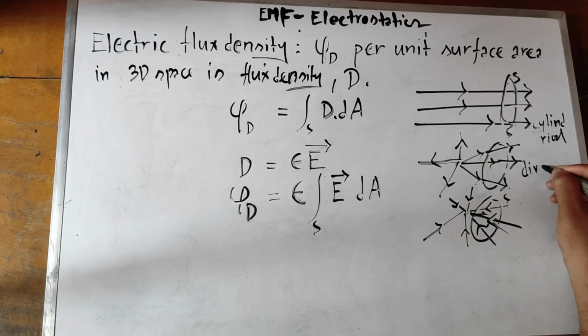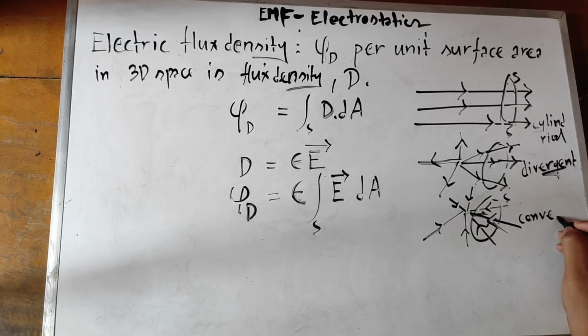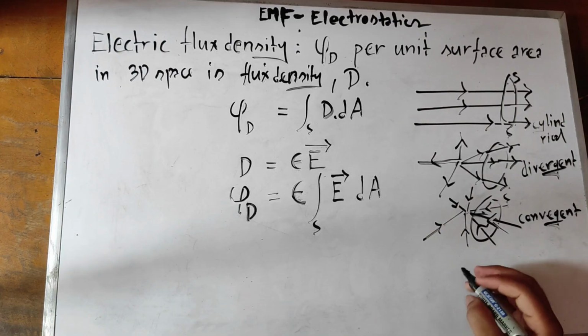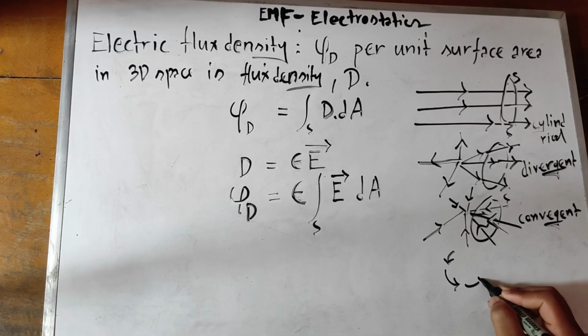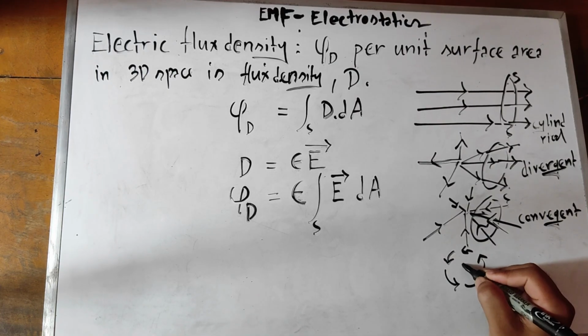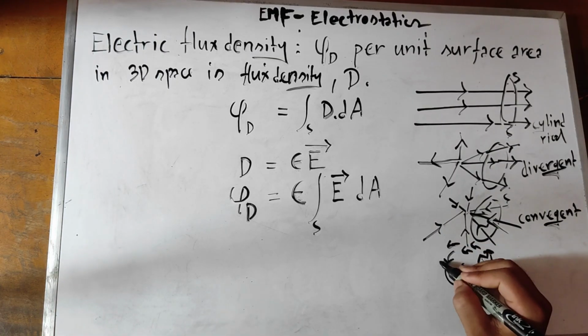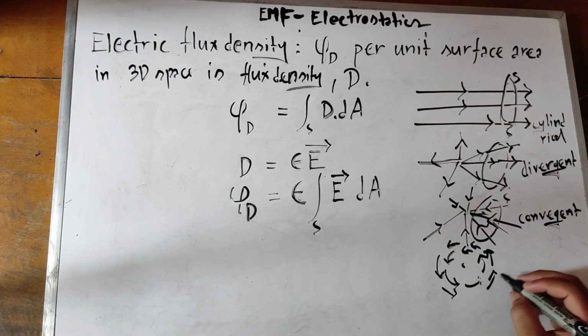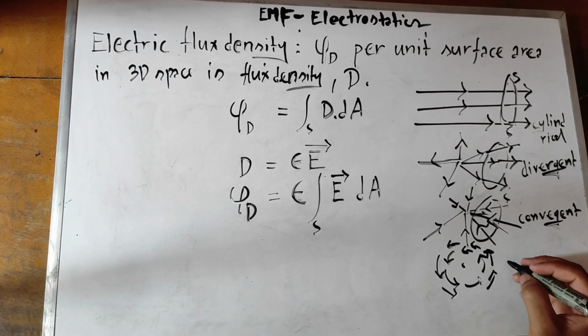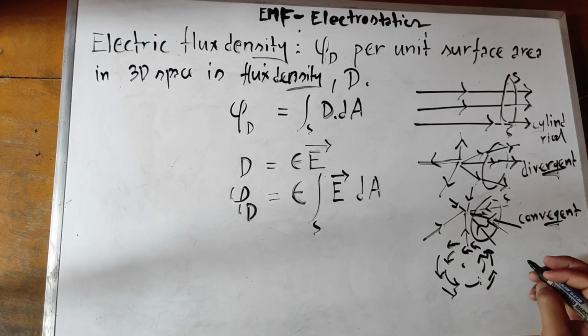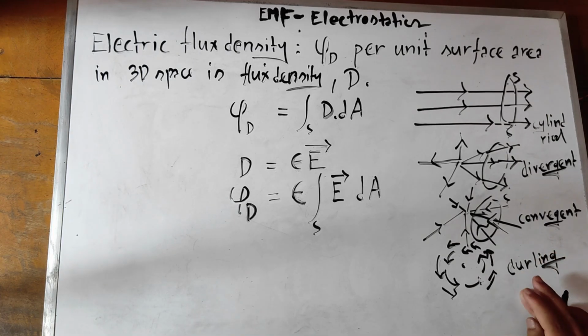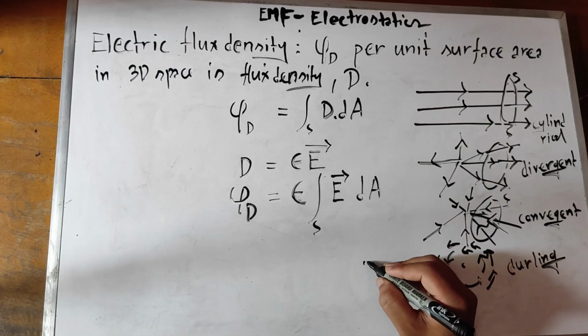This is cylindrical flux configuration. This is divergent flux configuration. This is convergent flux configuration. If flux is permeating and circulating a source or sink, this kind of flux configuration is curling. So this is curling flux or circulating flux. And there's also another kind of flux.